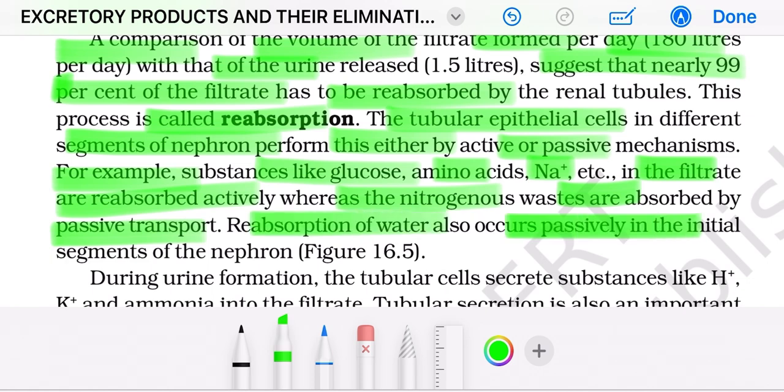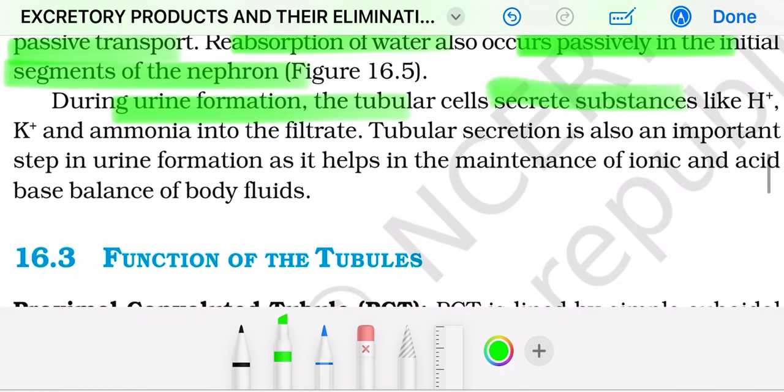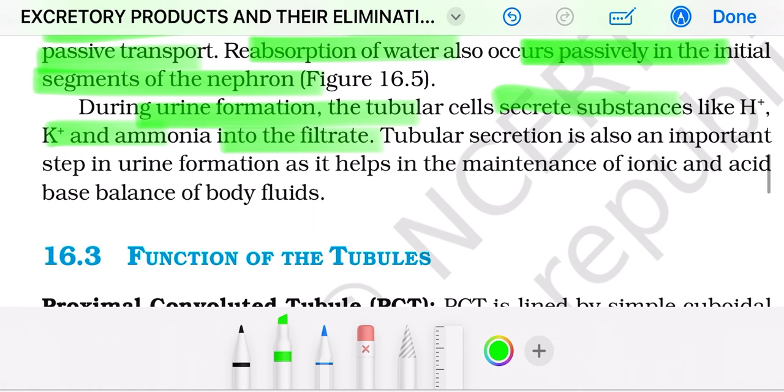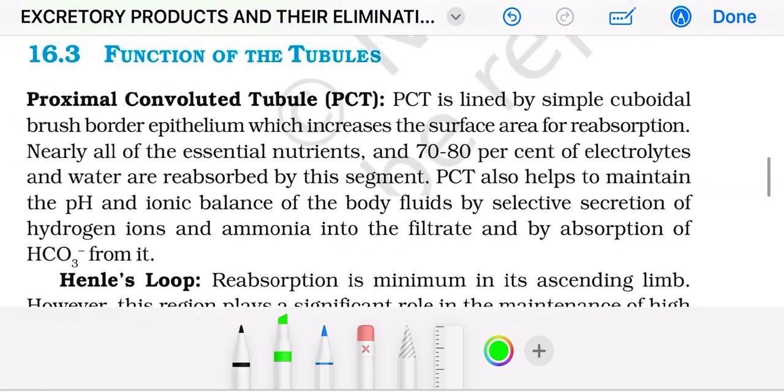Reabsorption of water also occurs passively in initial segments of the nephrons. During urine formation, the tubular cells secrete H+, K+, and ammonia into the filtrate. Tubular secretion is also an important step in urine formation as it helps in the maintenance of ionic and acid-base balance of body fluids.